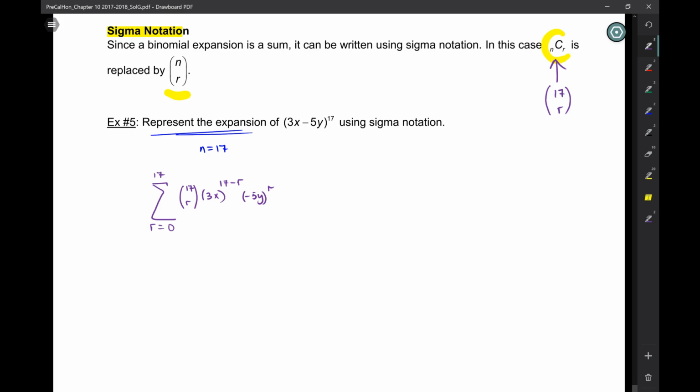Okay? And then what does that tell you? Look at what this tells you. Sigma means add up all the terms from 0 to 17, a total of 18 terms. And then what's each term? Coefficient, 3x to the power, negative 5y to the power. And then the next one, coefficient, 3x to the power, negative 5y to the power. Isn't that cool? Right? Nice, concise little notation for us. Okay? That's fantastic. Okay, so that's binomial theorem for you.